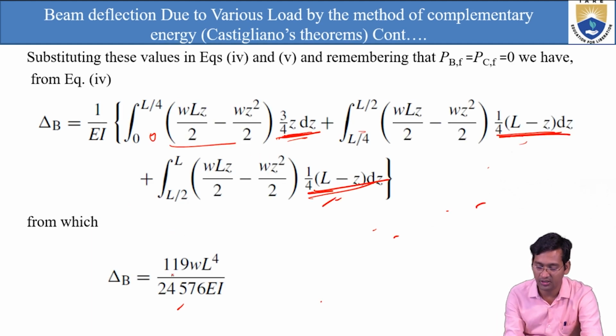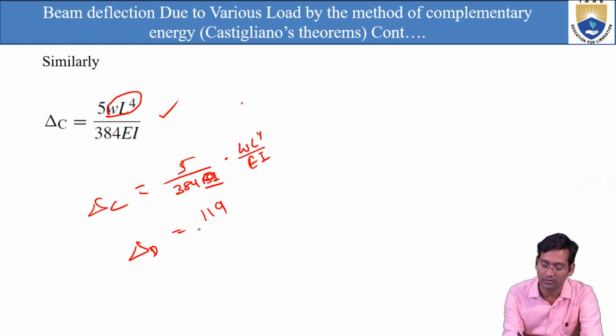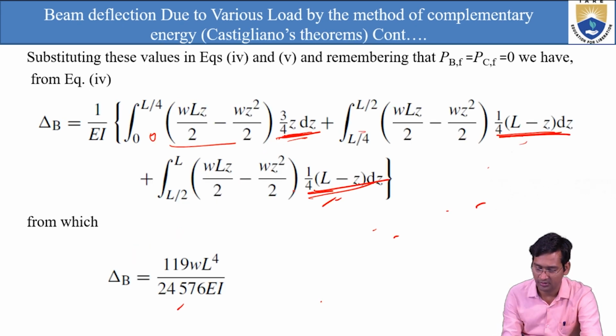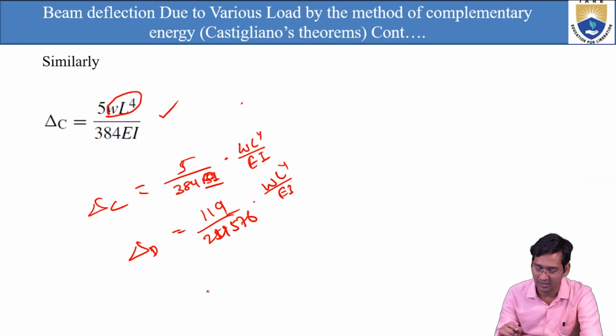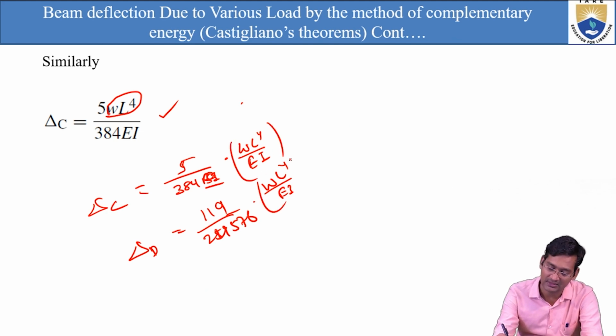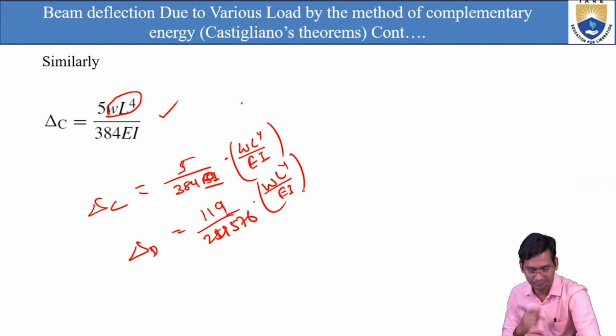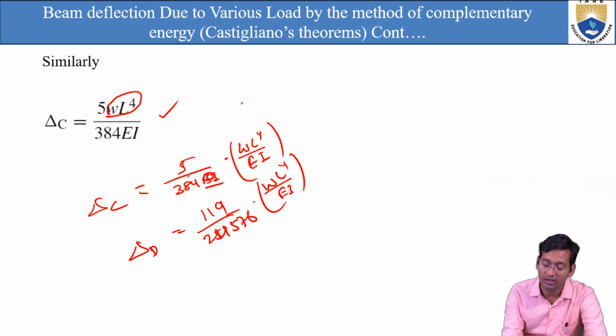That you can see here: 119 by 24576, so 119 by 24576 into WL power 4 by EI. Just see here, WL power 4 by EI, right? So now this is the same for both the cases. Now here we have 5 by 384, and here this is 24576.